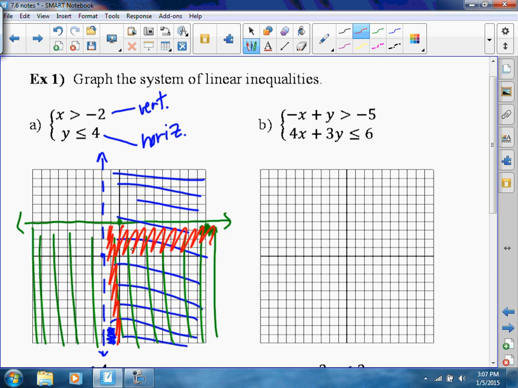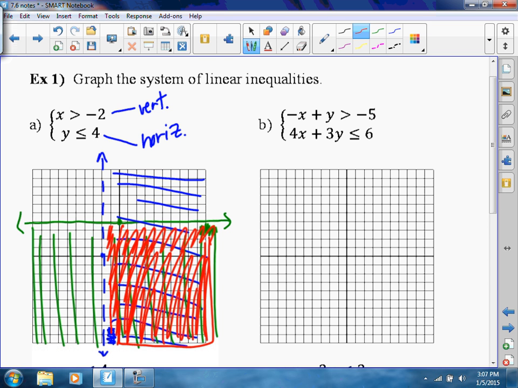It's the bottom right area that's formed by the graph. So that's the spot where the shaded regions overlap. That's my solution for both inequalities. That's the part that you want to darken in on your graph.